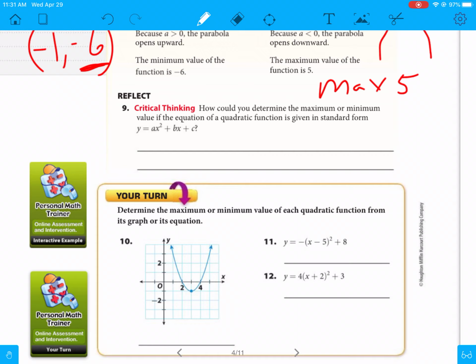So for 10, 11, and 12, if you're doing these, you can pause the video. 10 should have a minimum of -1. Number 11, since it's negative, it opens like this. Draw a picture, it could help you. It's got a maximum at 8. And then number 12 opens down, so it's got a minimum of 3.